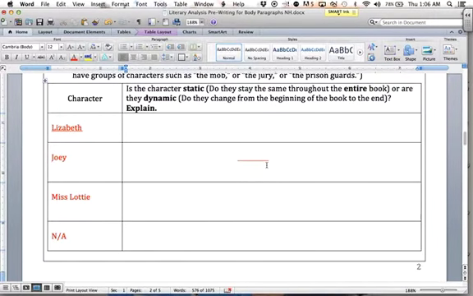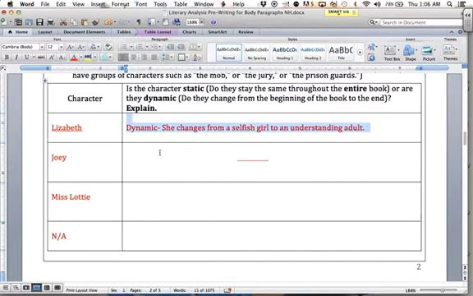We'll start with Lisbeth. Is she a static or a dynamic character? Now she is dynamic, right? Because she changes from a selfish girl to an understanding adult. Remember, dynamic characters change. Static characters stay the same. All right. And she is dynamic. She changes from a selfish girl to an understanding adult. She has a coming of age moment in the same way that Scout throughout the story has coming of age moments in To Kill a Mockingbird.